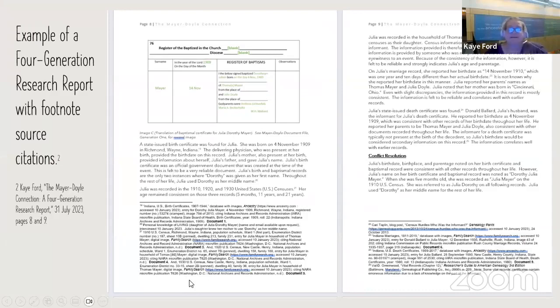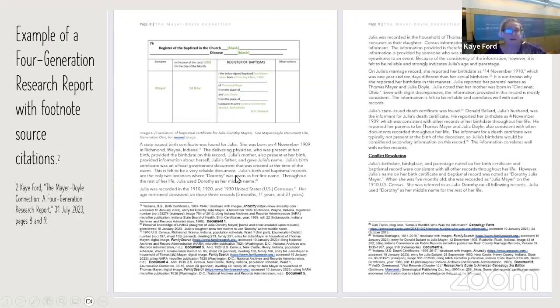So this is an example of a 4-generation research report that I finished recently. And I am sharing this to show you what I mean when I say footnote source citations. I mean, these are footnote citations at the bottom of each page of the report. This report wound up being almost 37 pages long.